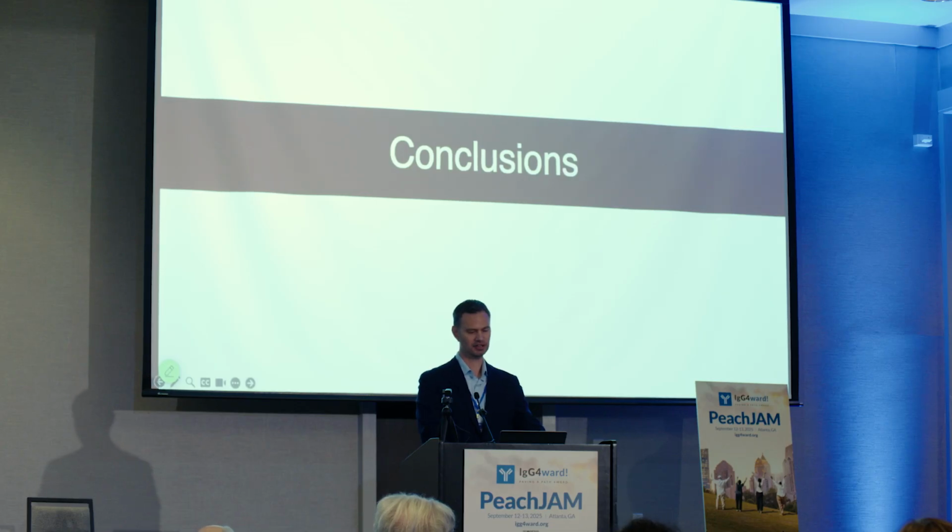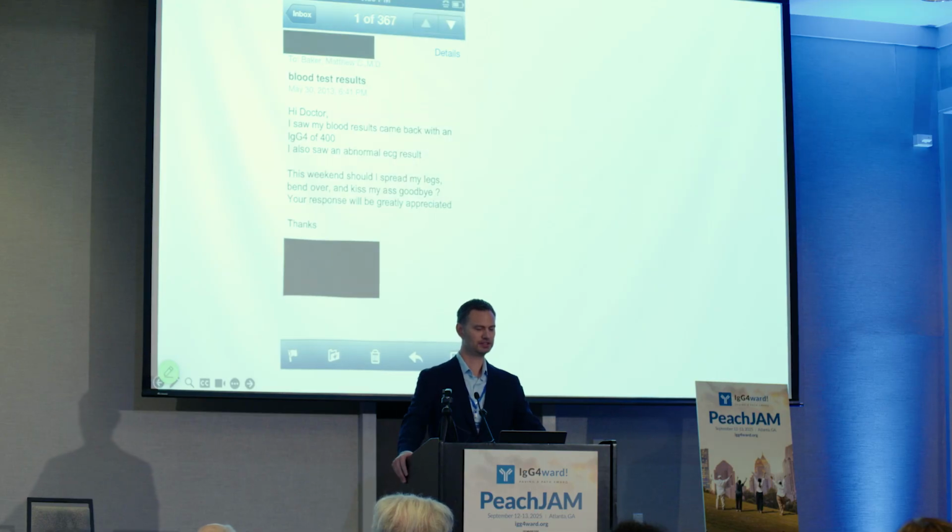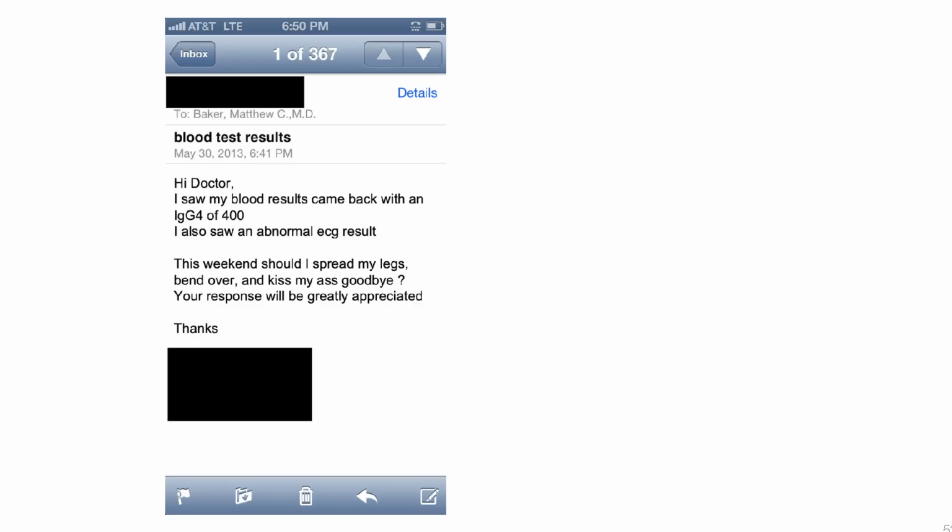So to conclude, a little levity and pardon the language, but this was the first patient with IgG4 I ever saw as a resident at MGH when I was working with John. This was my primary clinic, and he messaged me on a Thursday at 6:41. I was headed to liver rounds, which is what the residents call meeting at a bar for a social hour every Thursday. And the message was, I think you've all read it, but: hi doctor, I saw my blood results came back with an IgG4 of 400. I also saw an abnormal ECG result. This weekend, should I spread my legs, bend over, and kiss my butt goodbye? Your response will be greatly appreciated.